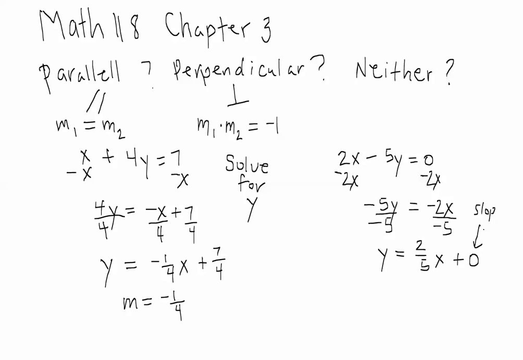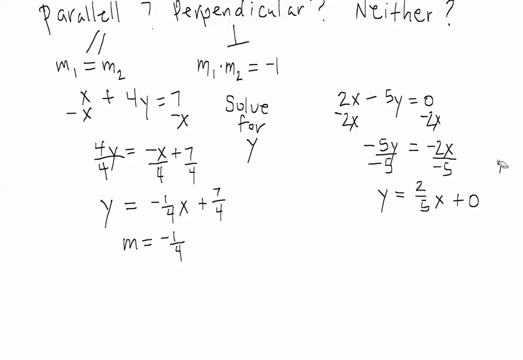This number right here is the y-intercept. So if you were to graph these lines, that's where it would be crossing the y-axis, and when it's 0, it's crossing through 0, 0.